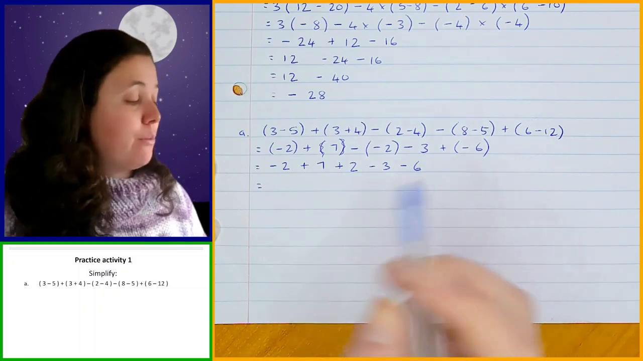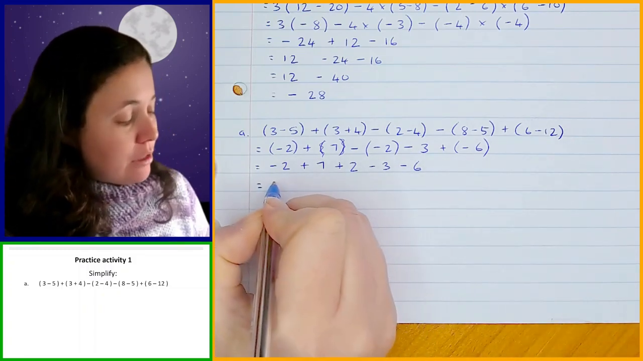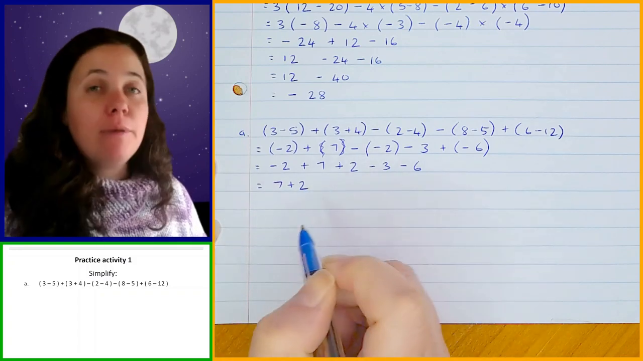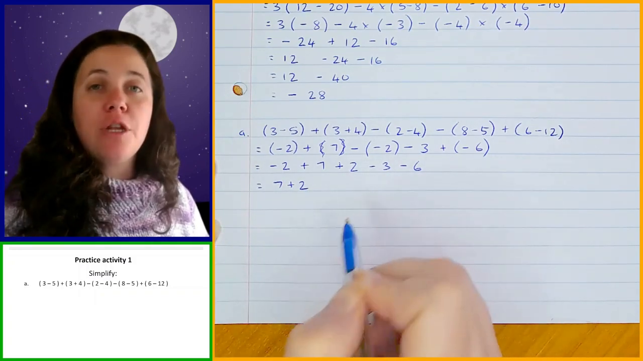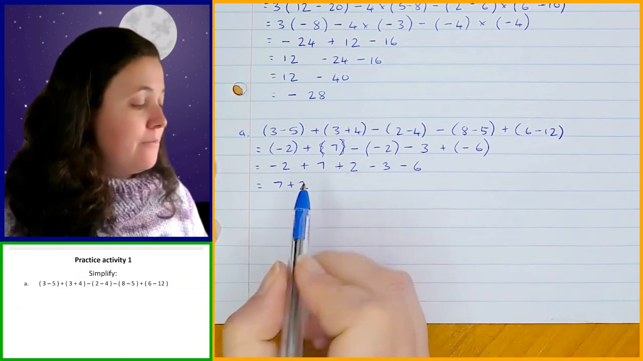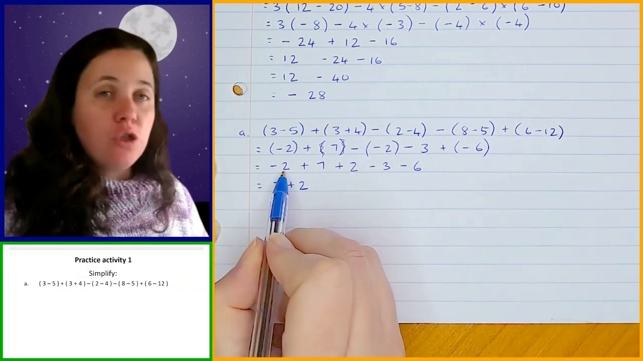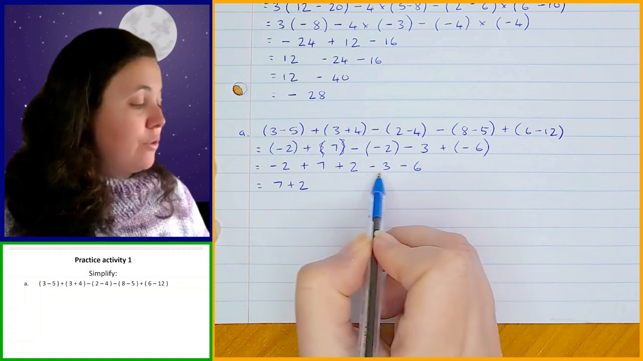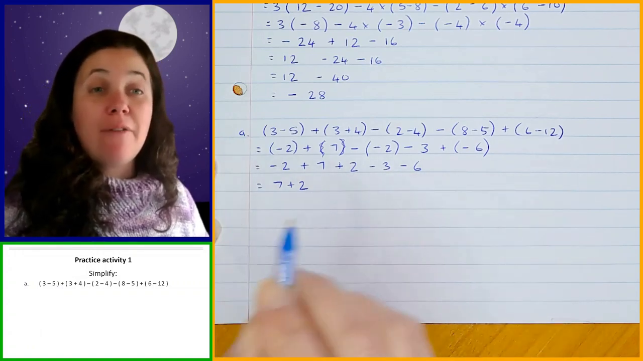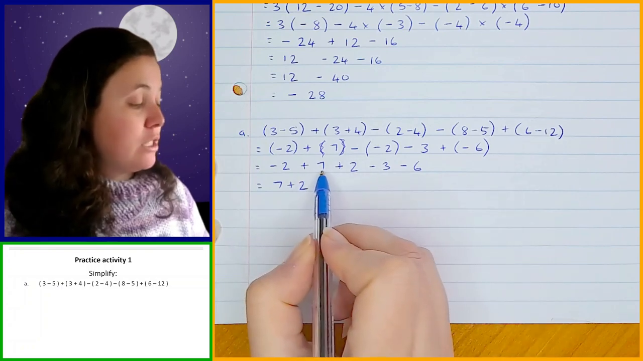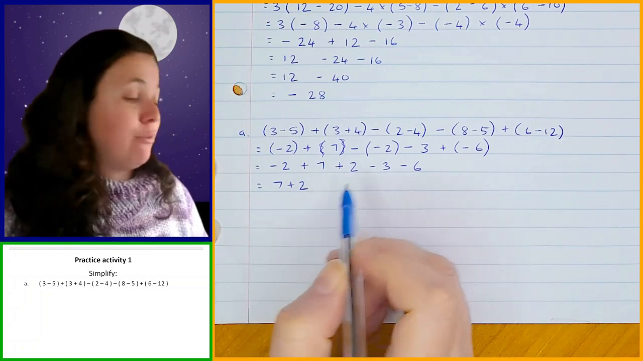I'm going to group the positives and negatives. So I've got 7 plus 2. Remember, you can move things around so long as you keep the sign with the number that follows the sign. So over here, the negative belongs to the 2. It has to move with the 2. The same thing with this negative and the 3 and this minus and the 6. They belong to those numbers. They have to move with those numbers. And over here, the positive 7 and the positive 2, they have to stay positive.